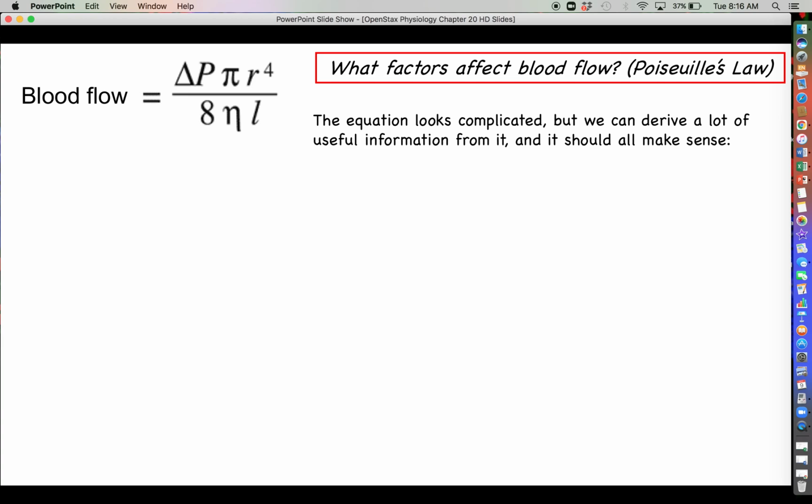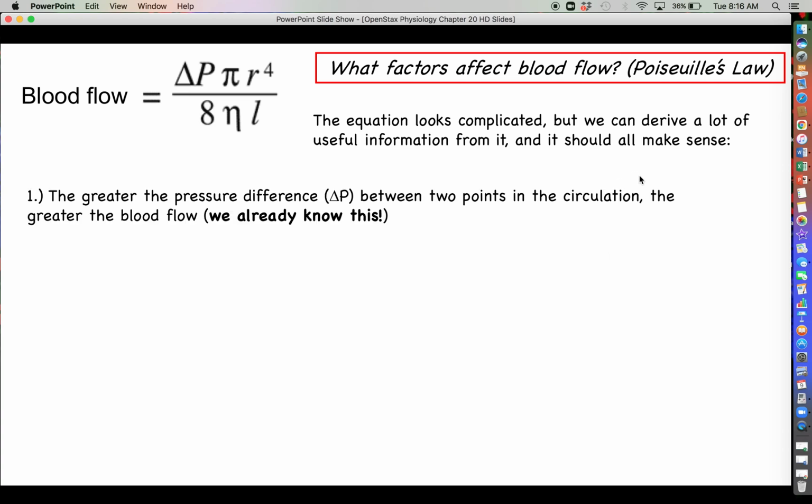Now, this equation is going to seem extremely complicated at first glance, but I can make you feel better about it by telling you that, number one, I'm not going to have you do any calculations with this, and number two, we can actually make sense of this equation once we define what the terms are. So there's a lot of good information that we can derive from this.